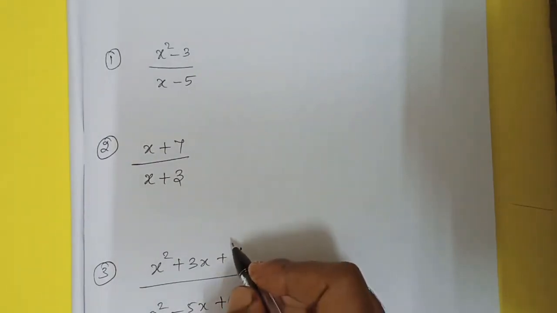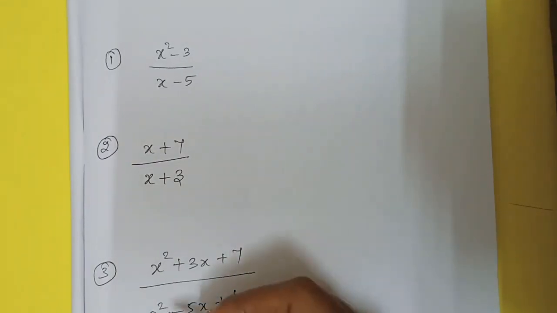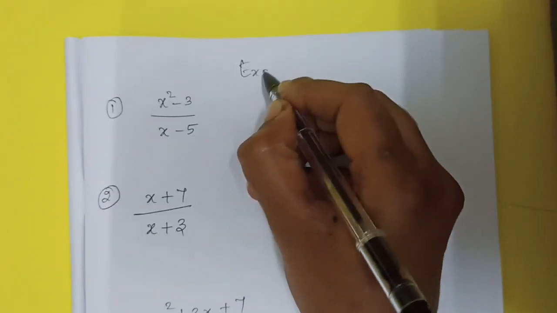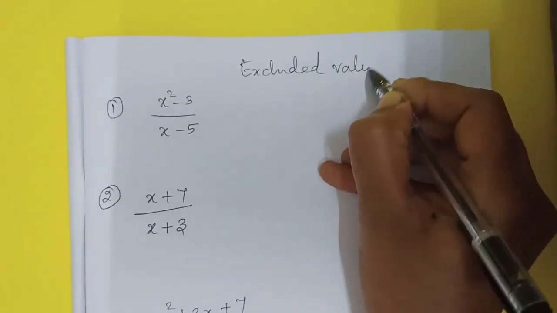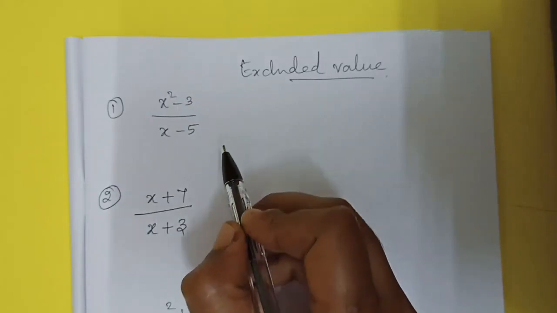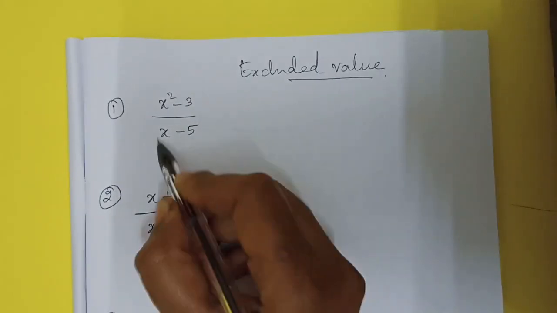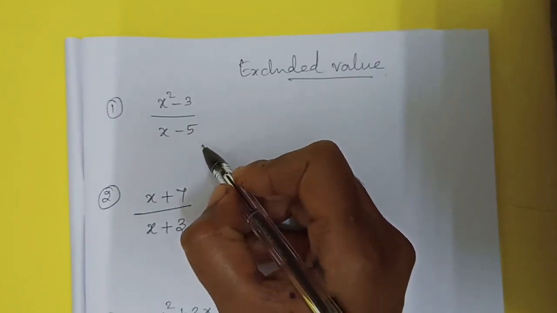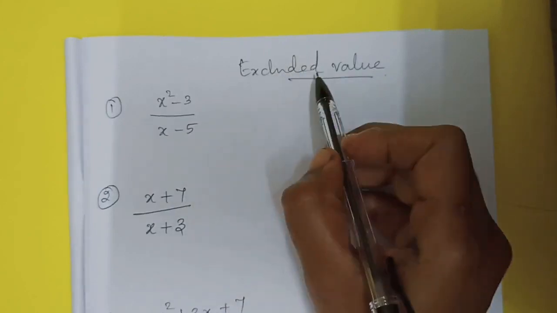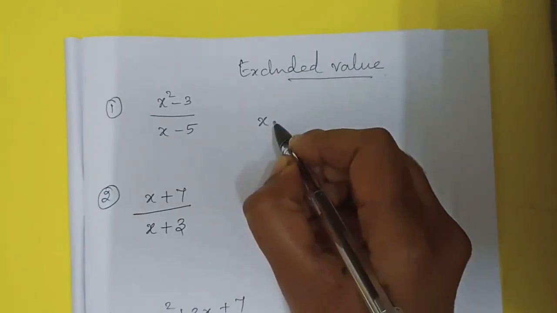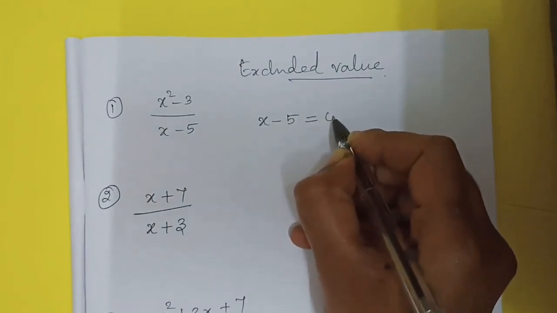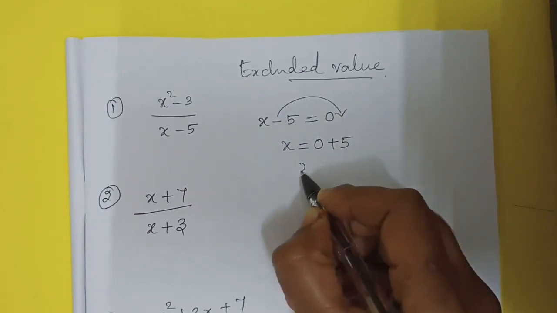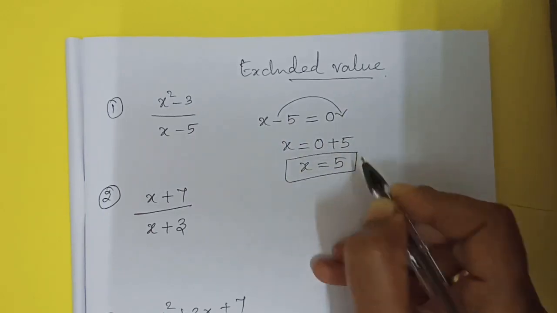First, we can see some general example. After finishing that, we can move for the book examples. Okay. We need to find the excluded value. For that, we need to consider the denominator should be 0. So, here this is the numerator and this is the denominator. And we need to consider the denominator should be 0 for finding excluded value. So, I am considering the denominator equal to 0. So, x minus 5 equal to 0, transposing this side plus 5. So, x equal to 5. So, 5 is the excluded value.